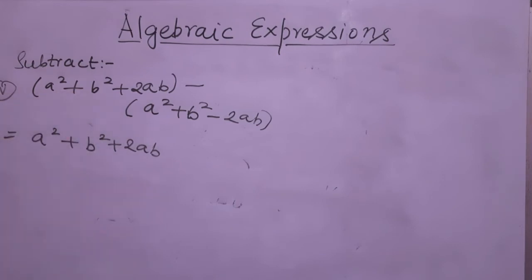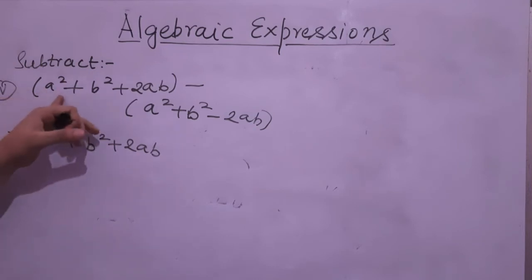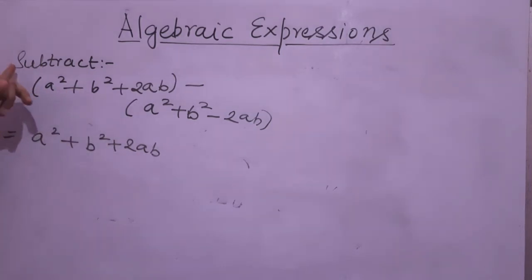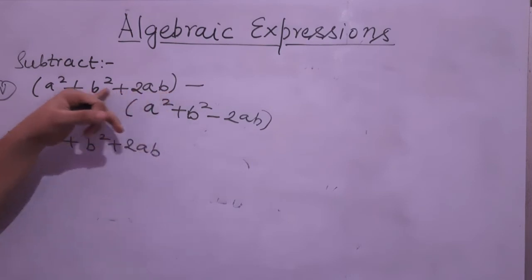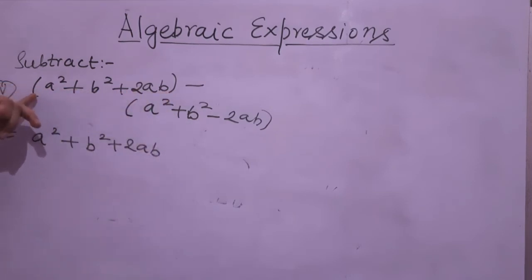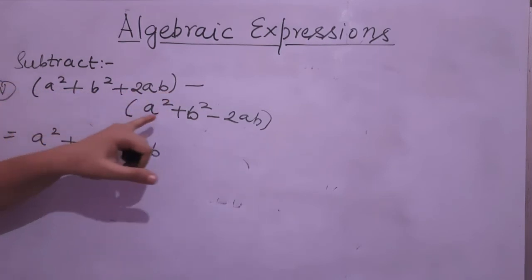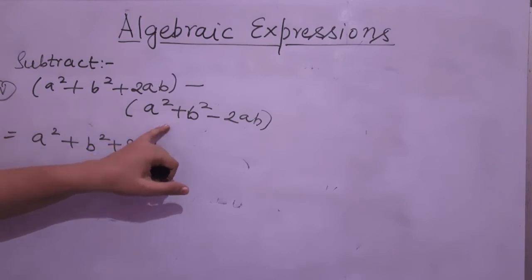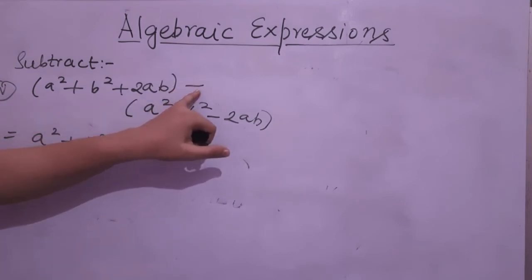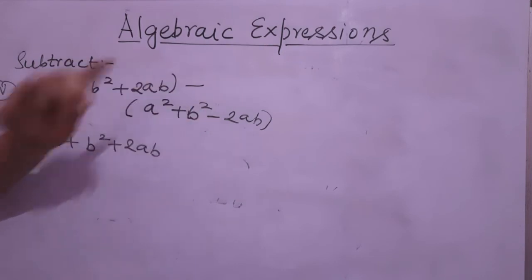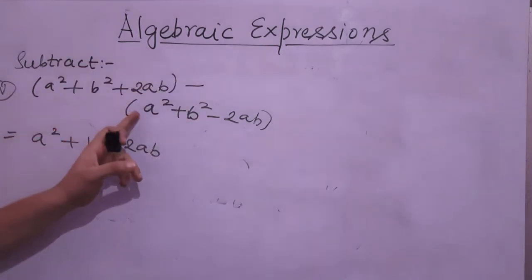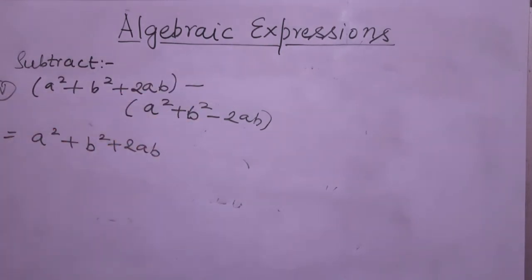Very good students. Whosoever has written that before the bracket there is no sign, by default we will consider positive sign. So since there is a positive sign, there will be no change in the sign of the algebraic expression's terms. Now coming to the second algebraic expression, there is a negative sign. So whenever there is a negative sign, the signs are changed. The positive becomes negative, the negative becomes positive.